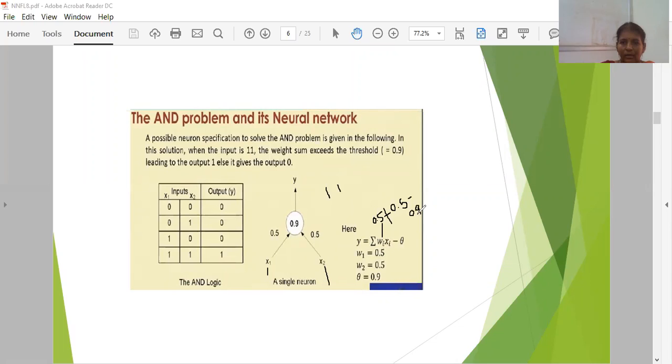Okay, greater than threshold value. So you will be getting your output high value only when the weighted sum exceeds the threshold of your neuron that you have considered. Okay, hope all of you have understood the point here. Please note this down.